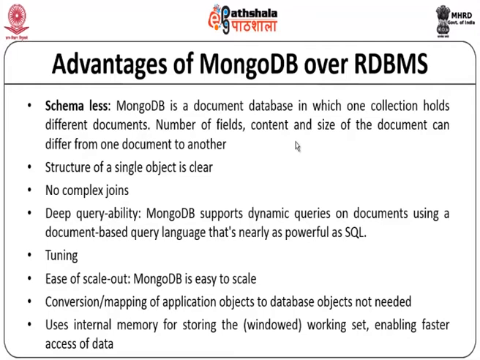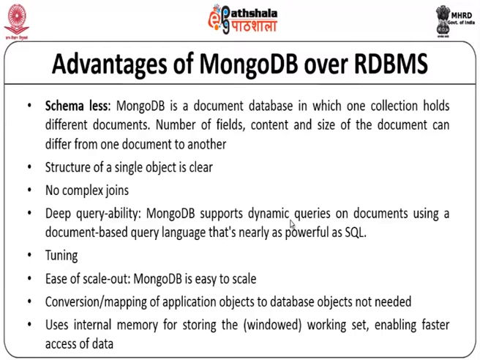The structure of a single object is very clear, because every field associated with a given object is defined clearly. It does not involve joins, therefore, there is no complex join except for nested documents. The querying is going to be very deep, that is, MongoDB supports dynamic queries on documents using a document-based query language that is nearly as powerful as an SQL query. Tuning of the database is also very easy. It is easy to scale out because MongoDB has an inbuilt mechanism to scale out.